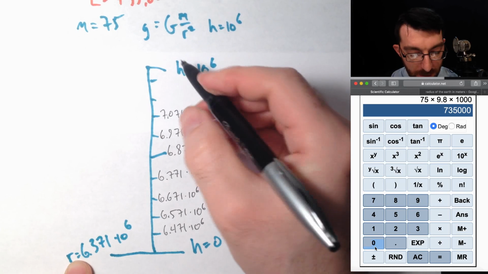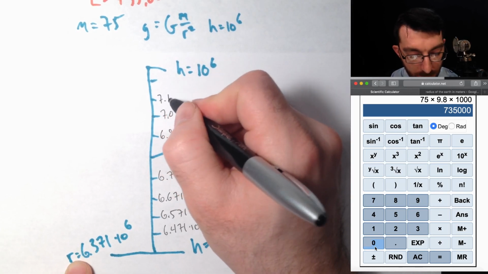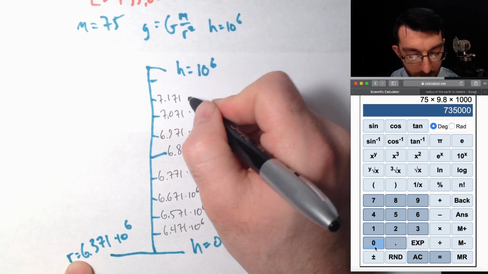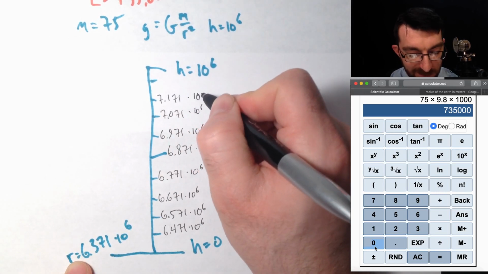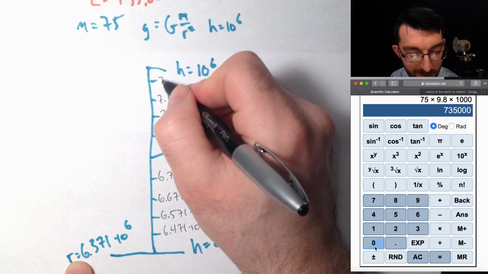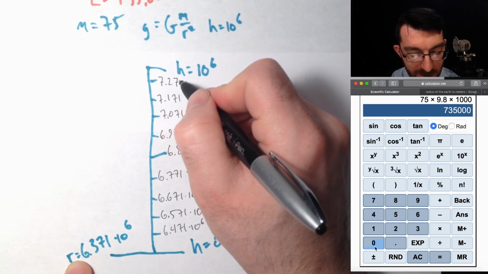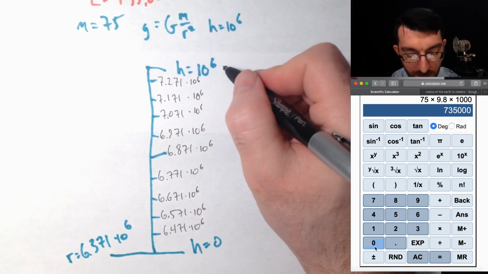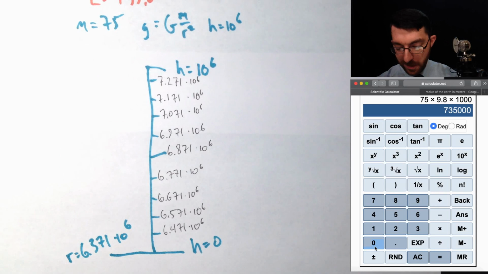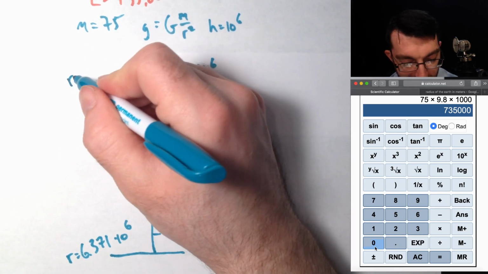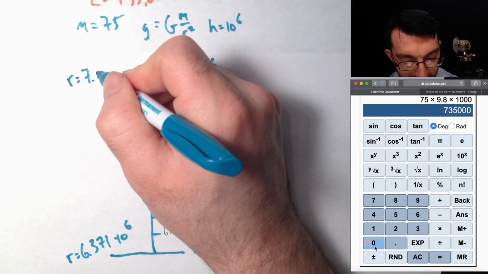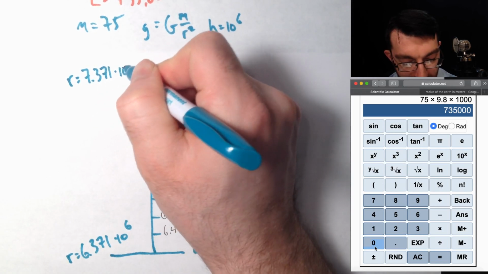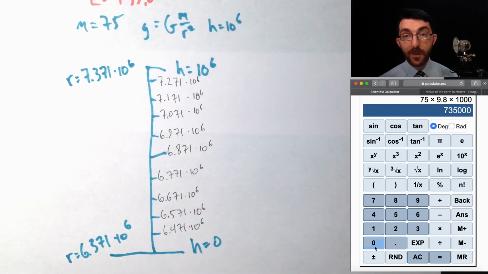So just a couple more steps to go. I really want to avoid making a mistake because I was talking and writing at the same time, but nothing is quite so entertaining as just watching a dude write stuff down. Am I right? So here's our last one. We end up at a distance of 7.371 times 10 to the 6. It went up a whole million.